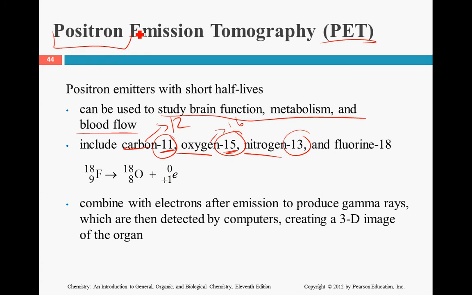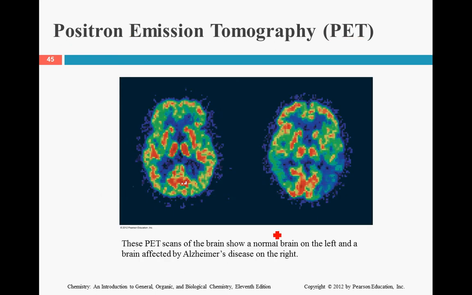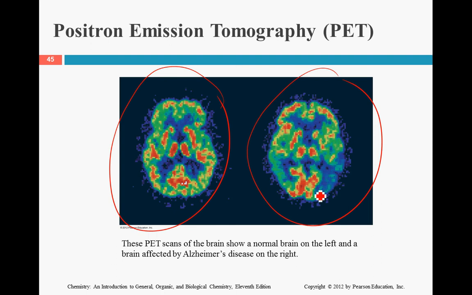Remember, a positron is the positive electron. And what happens is, we talked about this before, the positron will then be attracted to a beta particle. And when they come together, they produce a gamma ray. And then those gamma rays are detected by the computers and create a 3D image. So here's a PET of an Alzheimer's patient. This is a normal brain. Look at the Alzheimer's and you can look at the differences in the redness. For instance, it's really warm here. Not a whole lot going on there. So you can see the differences between a normal brain and an Alzheimer's brain.